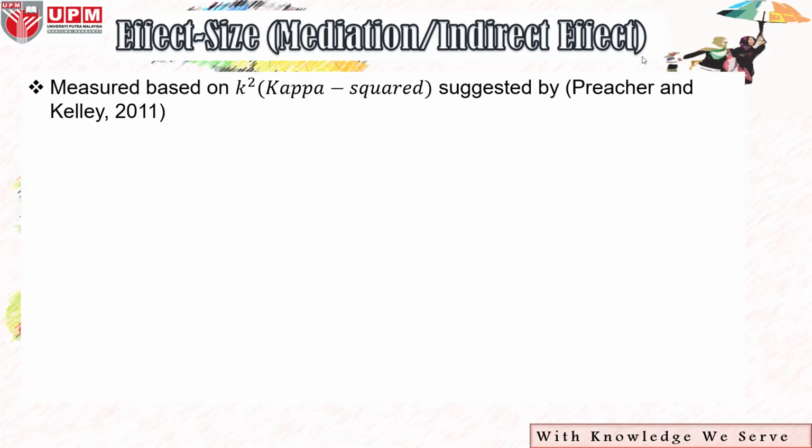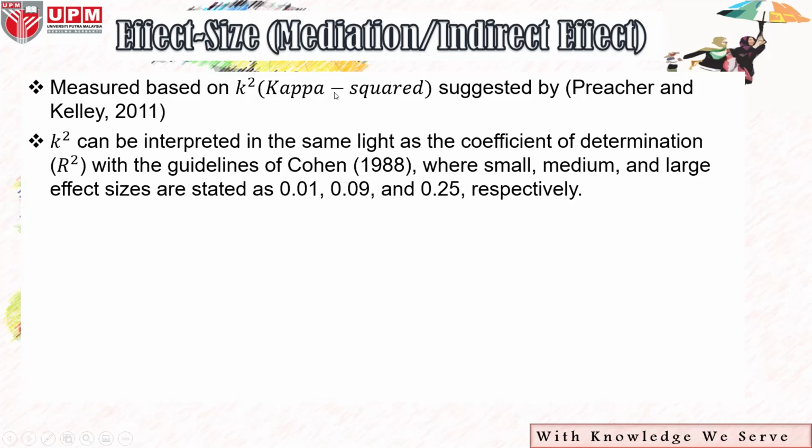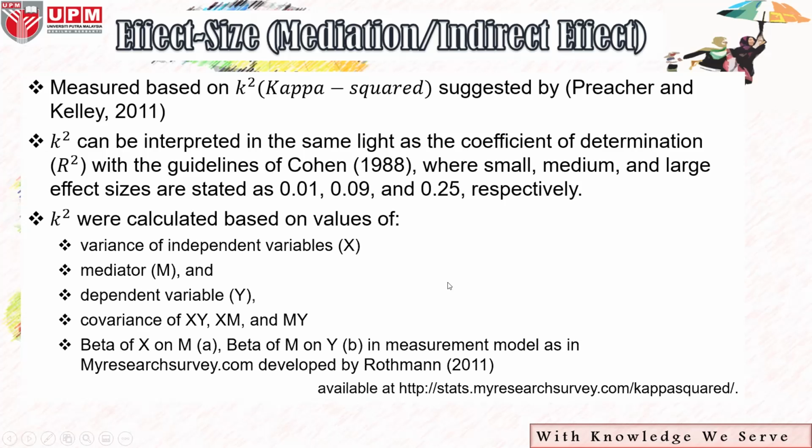Okay, so the effect size in mediation analysis we measure through K square or kappa square. Kappa square suggested by Preacher and Kelley, 2011. So kappa square can be interpreted in the same light as the coefficient of determination, which is R squared, with the guidelines of Cohen 1988, where small, medium, and large effect size are stated as 0.01, 0.09 and 0.25 respectively. So kita guna indicator by Cohen. Ini dia punya cut off point. Nanti saya tunjuk macam mana.